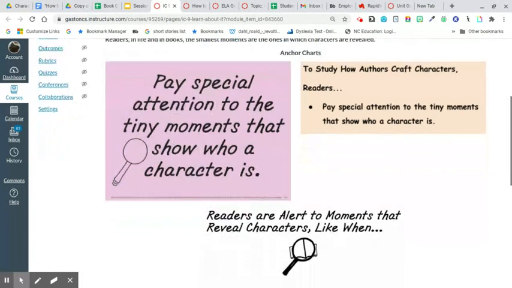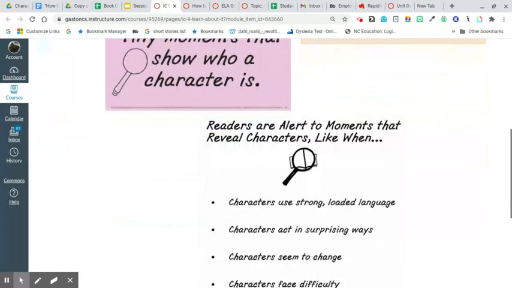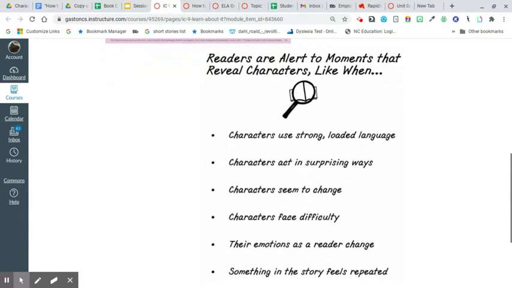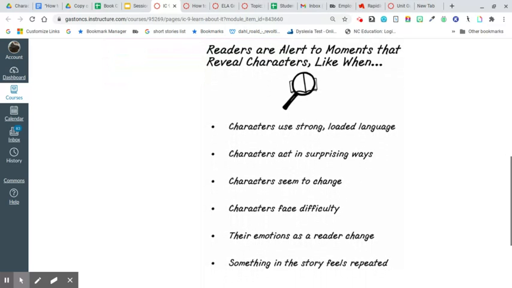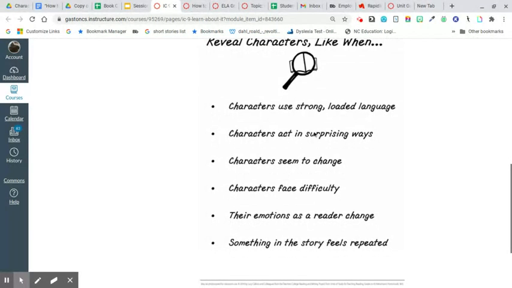Those little things are so important, ladies and gentlemen. Here's a list of things you can do. Readers are alert to moments that reveal characters, like when characters use strong, loaded language, or when characters act in surprising ways, or maybe they change, even if it's just a little bit, or if they have a difficulty to overcome and they face it, or their emotions change, they change the way you feel.